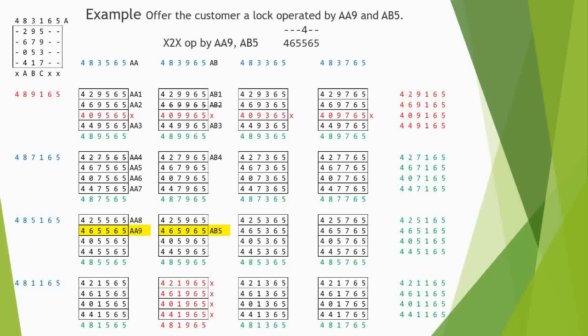This was a proposed alternative. Rekey the A4 lock to AA9, rekey the AB2 lock to AB5. Now they share a row master, they're in the same row, and there will be no incidental keys for that lock.